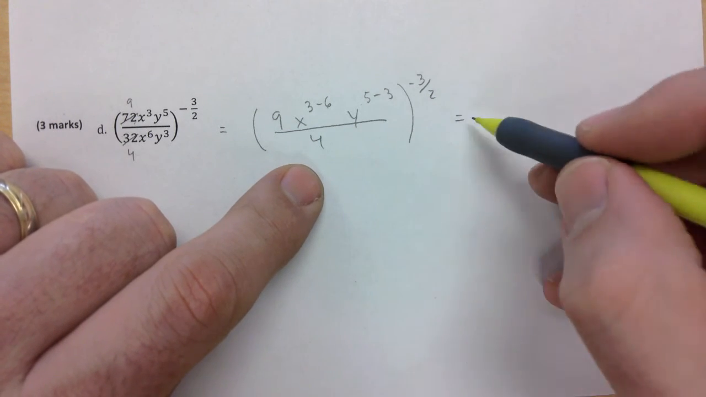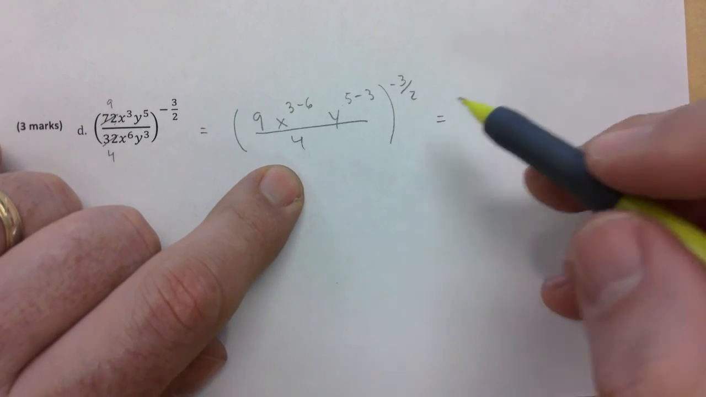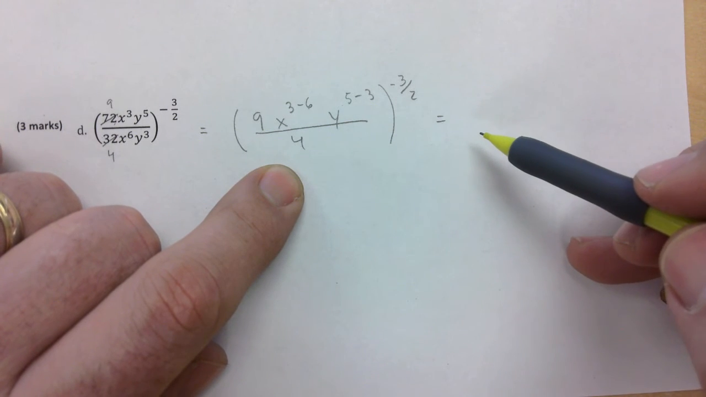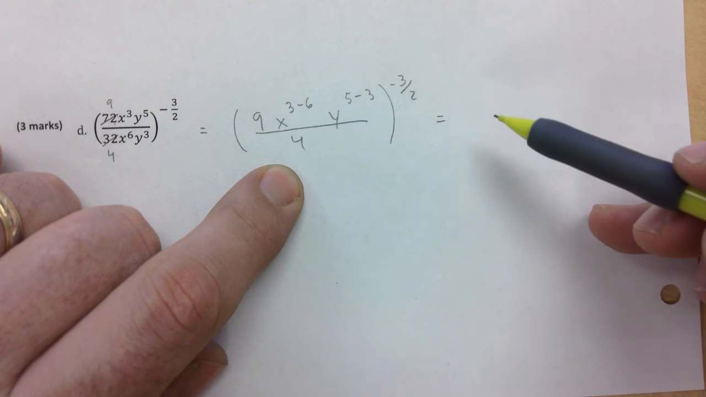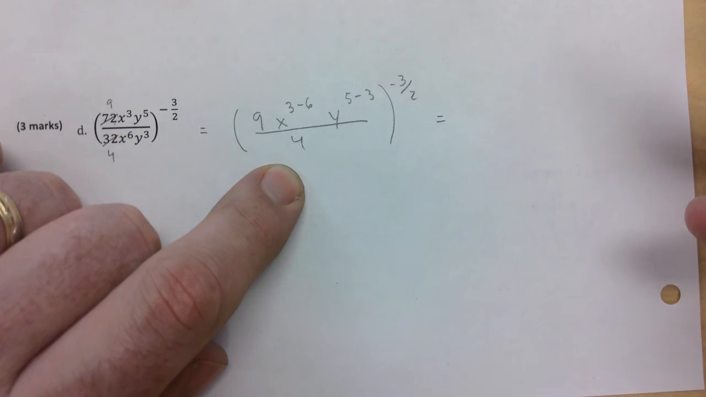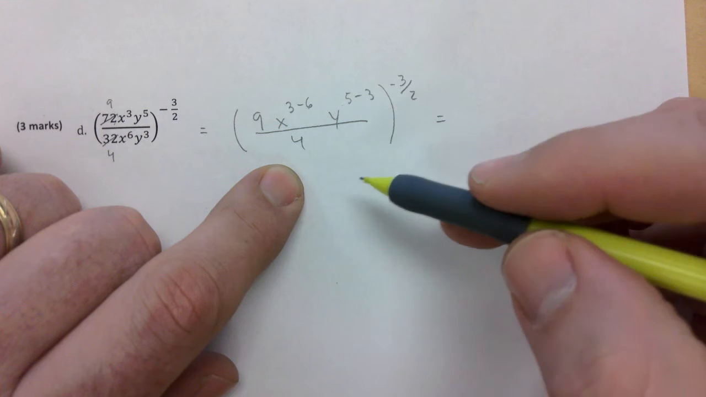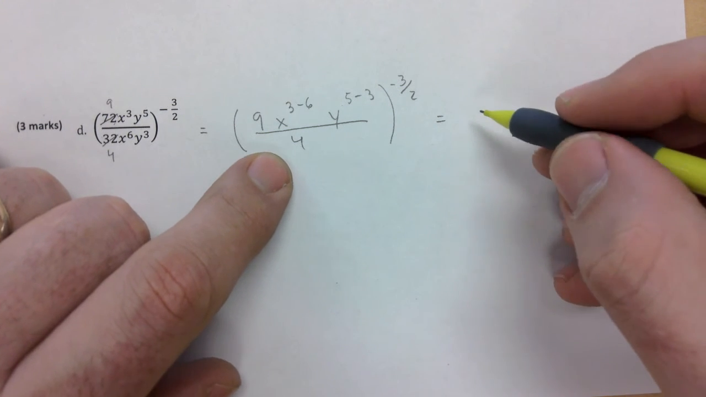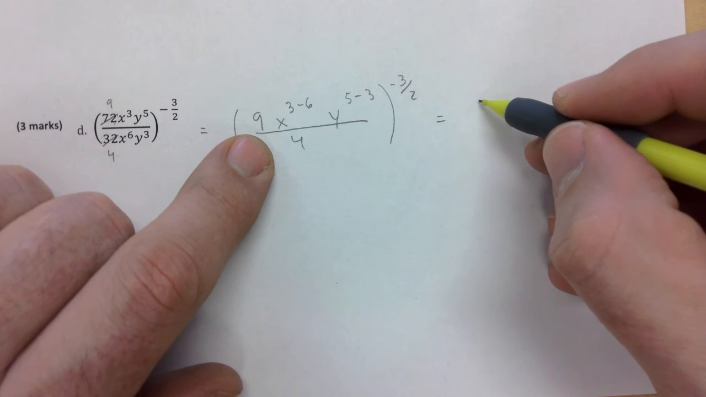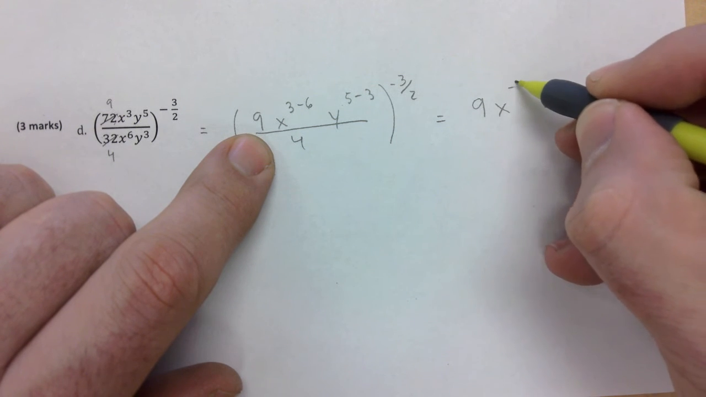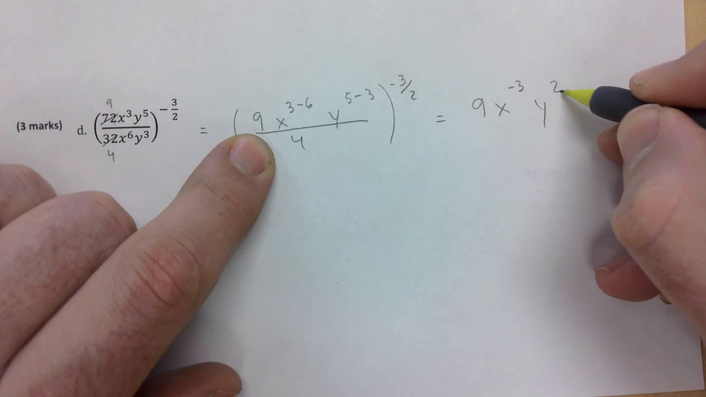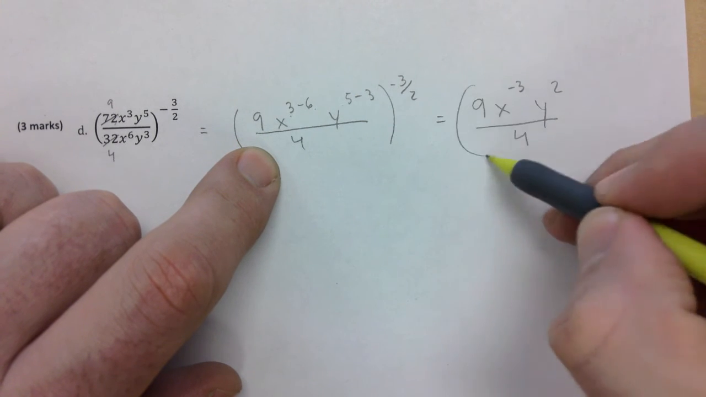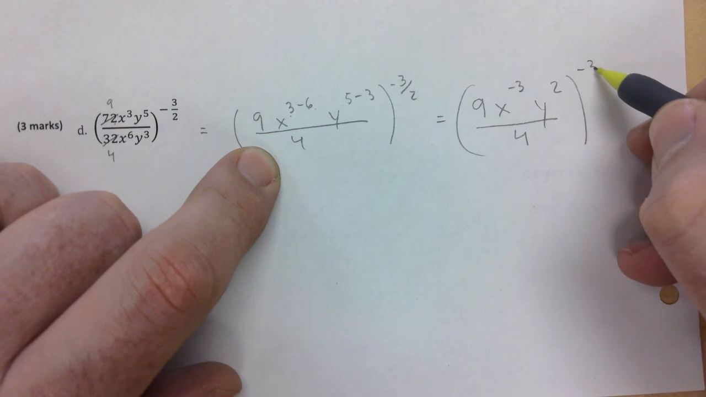And I need to see the steps, right? Like I can't do this in my head. I see some of you going from 1 to, you're skipping 2 steps, right? And along the way, you're making a lot of mistakes, right? So that's why I leave a lot of room. There's a reason for that, okay? So we get 9x to the negative 3, y squared. So signs are very important, right? Over 4, all of that to the negative 3 over 2.